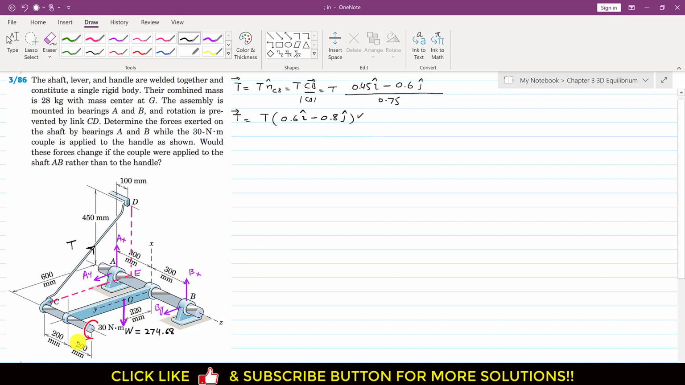Now we can write this W as a vector as well, right? So we will write W, so that W is equal to minus 274.68, and that is acting in the negative I direction.